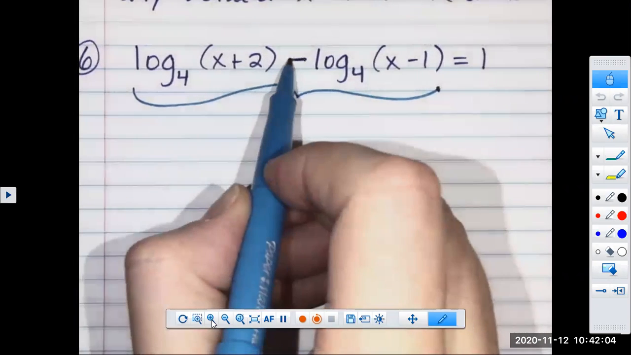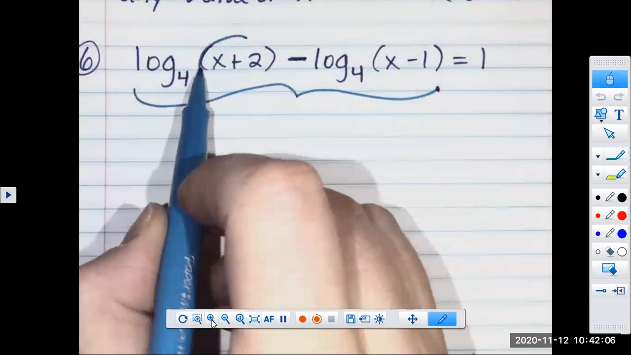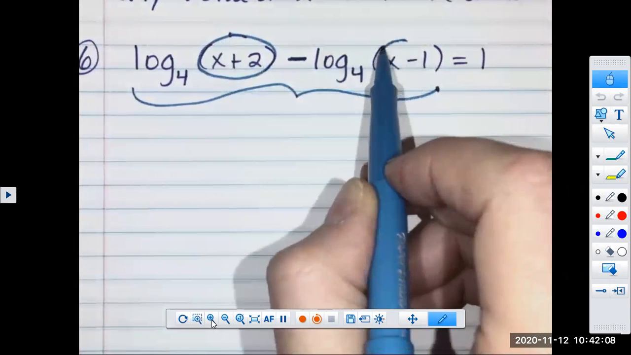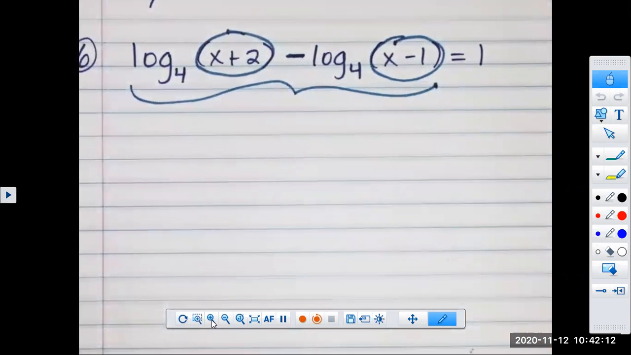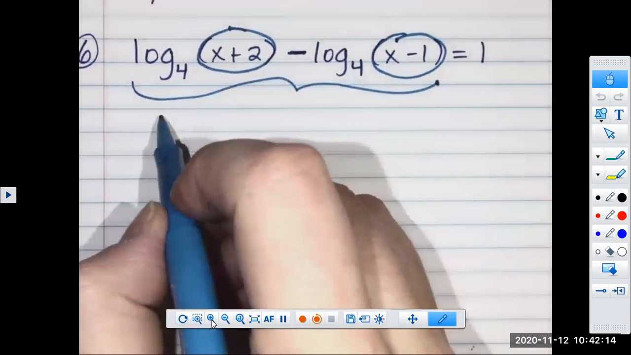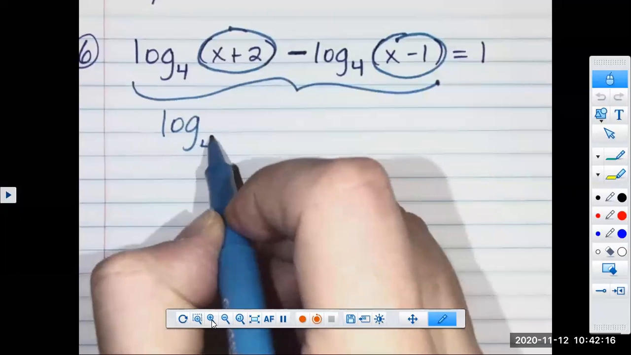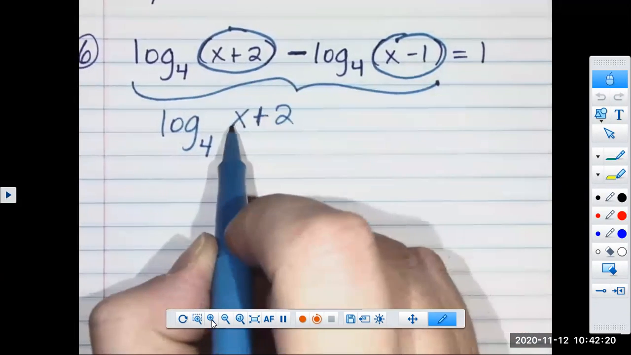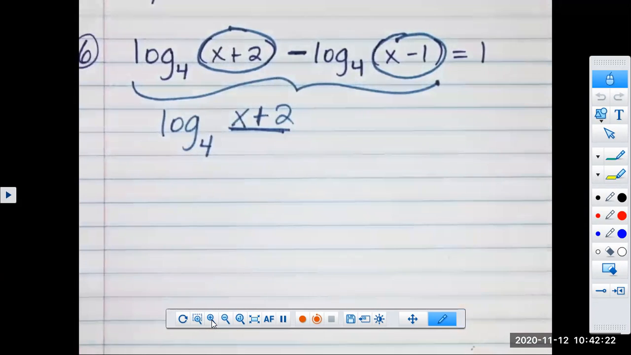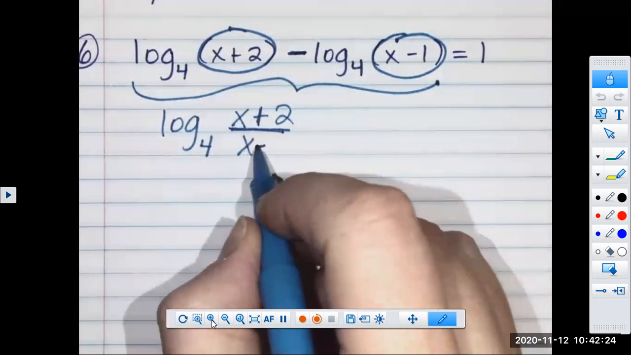Notice that these are subtracted. So how would you condense the x plus 2 and x minus 1? When things were subtracted, how did you condense them? Division. So you have log of base 4 x plus 2 over x minus 1.